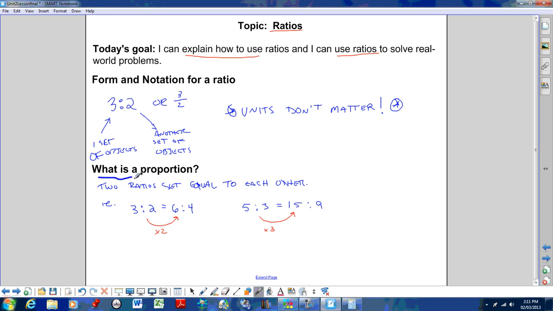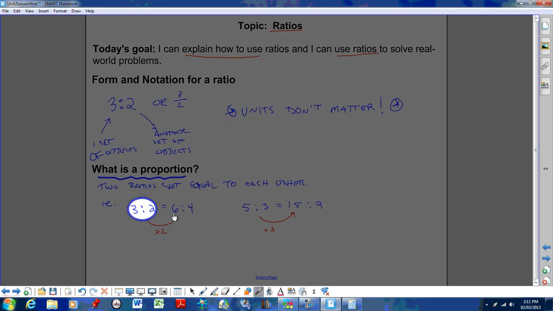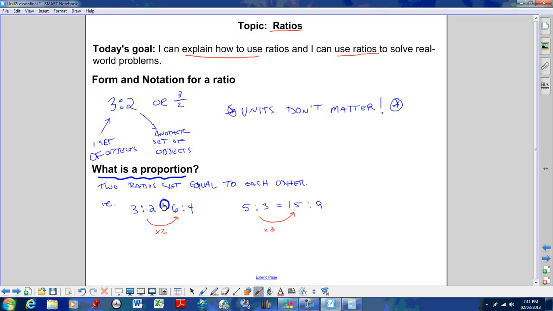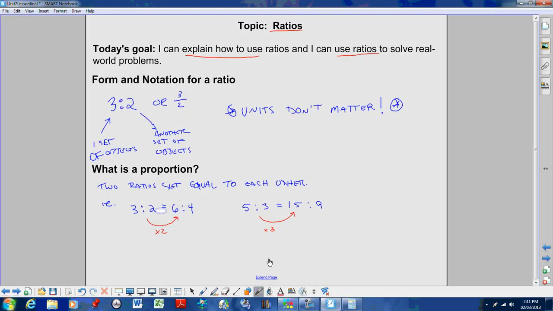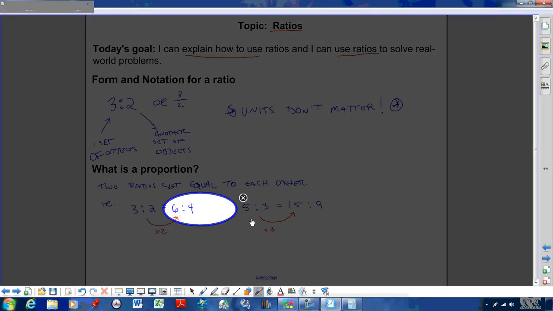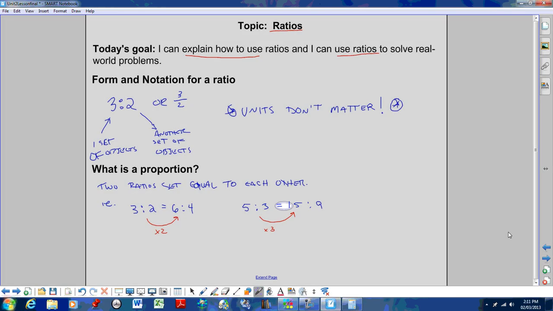It doesn't have to be the same on either side. So then the next thing we looked at, what is a proportion? A proportion is one ratio set equal to another ratio. So a proportion is two ratios set equal to each other. All right, and we saw that in the examples.